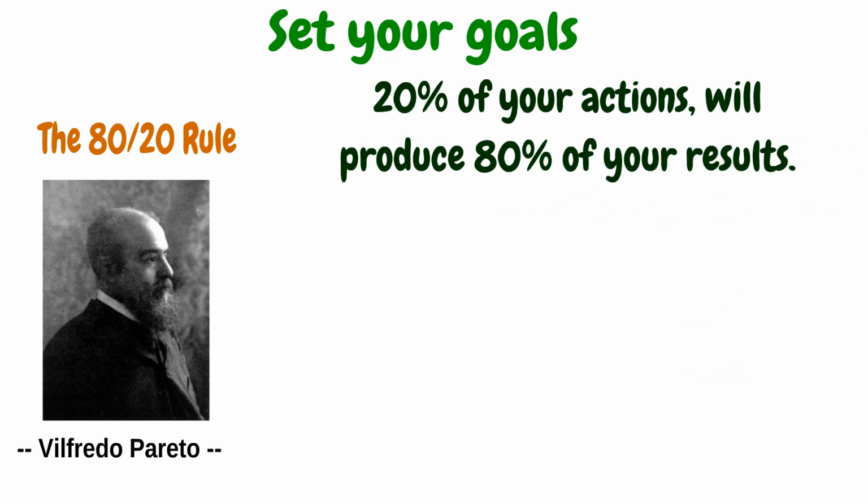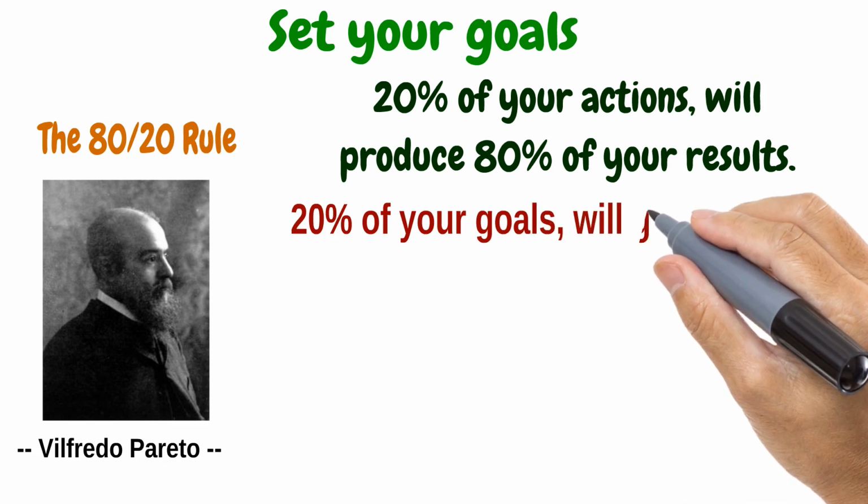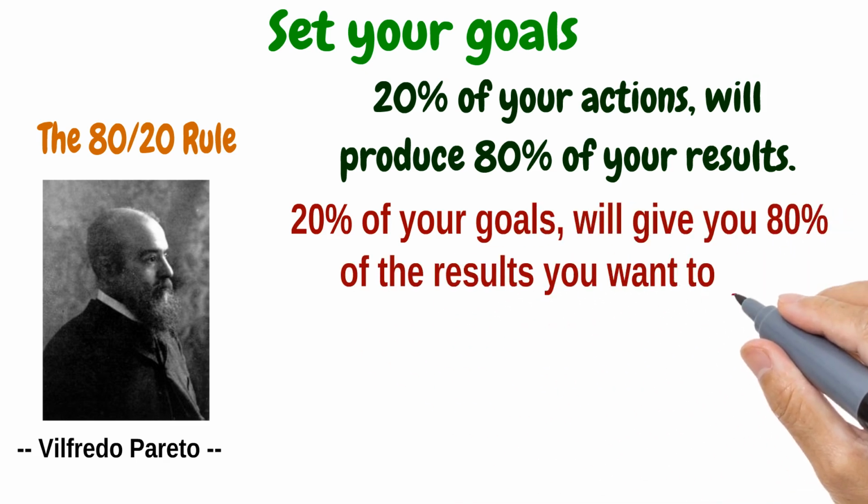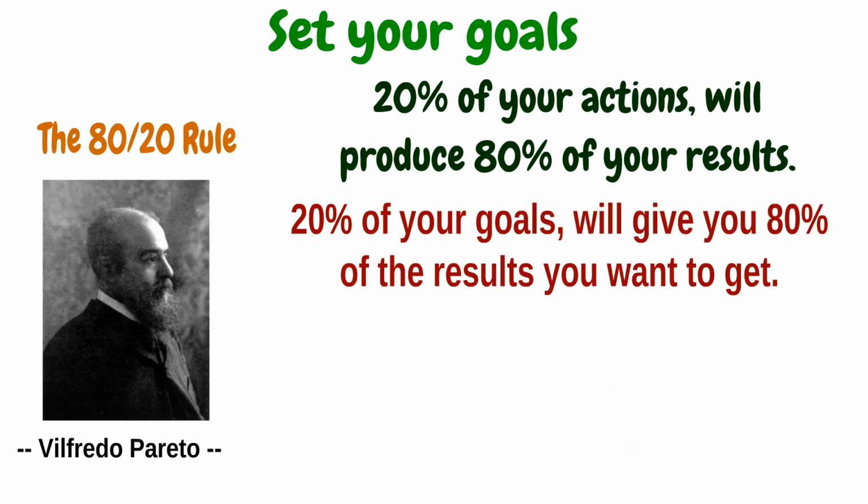Pareto realized that there are countless examples of real life where this principle is fulfilled, and that many are still valued today. For example, something he noticed was that in the city where he lived, 20% of the population controlled 80% of all the wealth. Applied to goal setting, we could translate it as 20% of your goals are going to give you the 80% of the results you want to get.